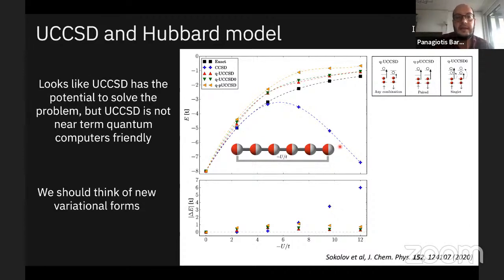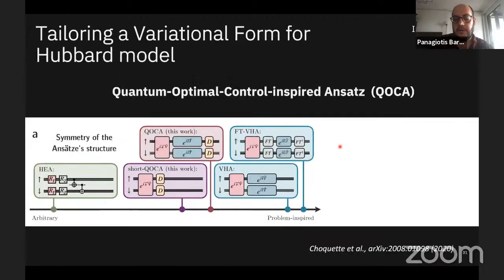Now, this is a clear indication that we should start thinking of more variational forms and more ways to describe the Hubbard model using a quantum computer. For this reason, we said that we would like to try and tailor a new variational form for the Hubbard model. Again, we went through the same path and started thinking about arbitrariness and specificity of the different Ansatzes, and we came up with a solution of the quantum optimal control inspired Ansatzes.